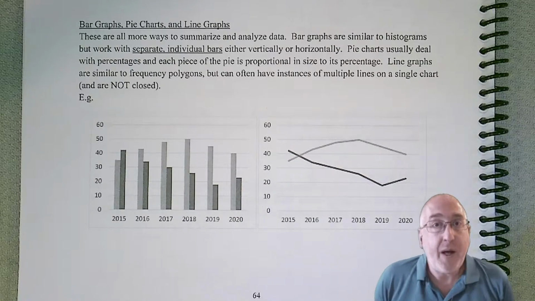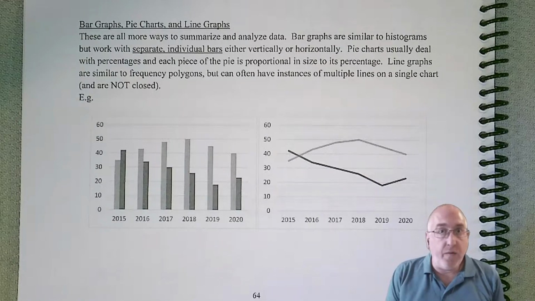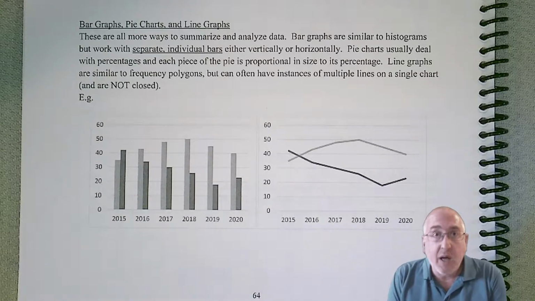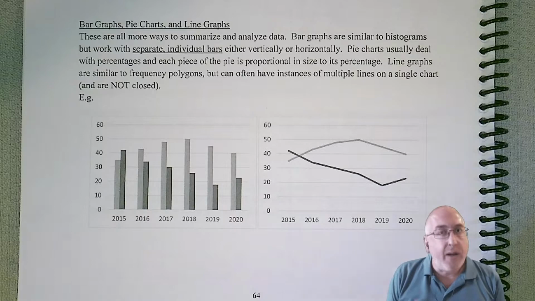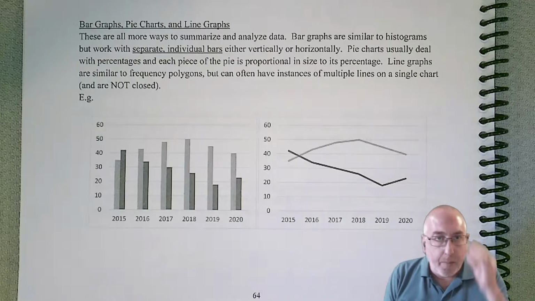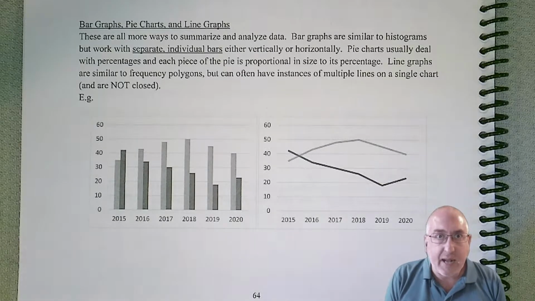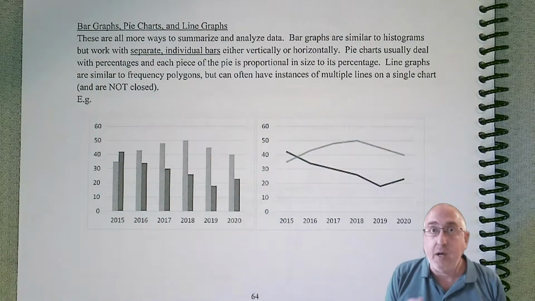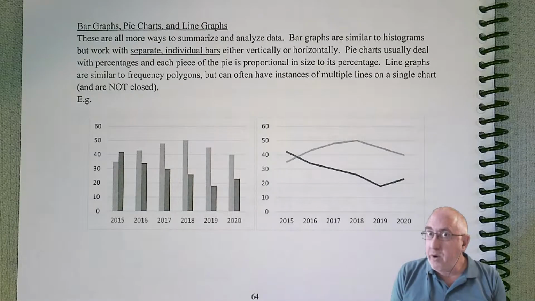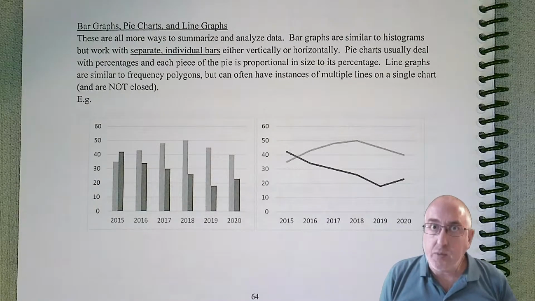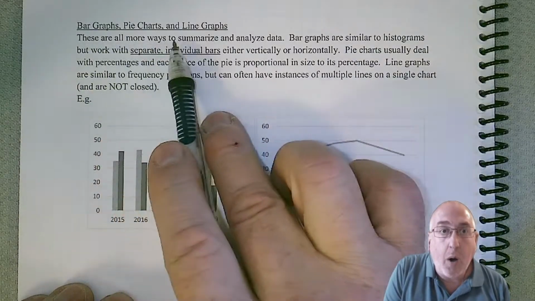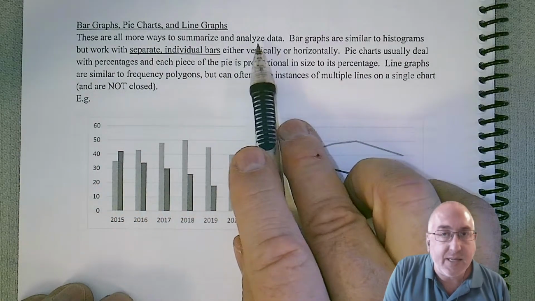All right, so now that we have an understanding of frequency distributions, histograms, frequency polygons, stem and leaf displays, now we can look at the final bits for this section, which are looking at bar graphs, pie charts, and line graphs. So remember, there are some slight variations from some of those other diagrams we've seen so far. But let's just read through. These are all more ways to summarize and analyze data.